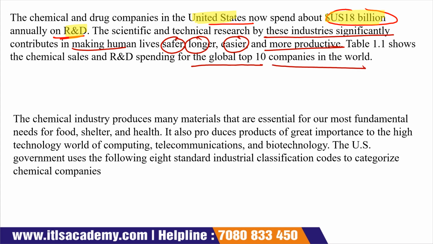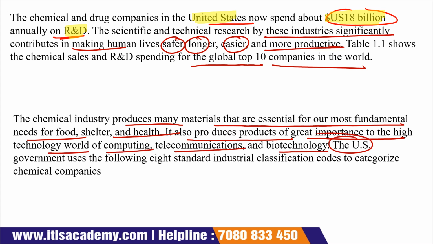Now, the chemical industry produces many materials that are essential for our most fundamental needs of food, shelter, and health. It also produces products of great importance to the high-technology world of computing, telecommunications, and biotechnology. The US government uses the following eight standard industry classification codes to categorize chemical companies.